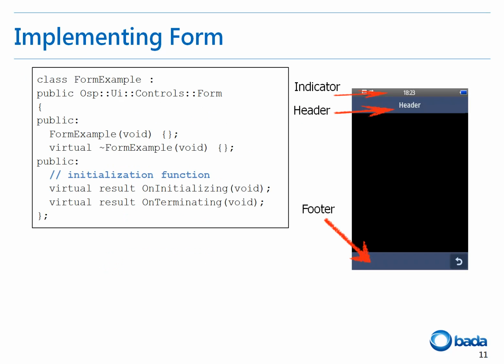Now, let's take a look at how to implement a form that has a header and footer. To create a form with a header and footer, we've created the form example class as a subclass of the form. The constructor and destructor of the form perform nothing. The function onInitializing will be overridden. The onInitializing function is the place to initialize all the other controls, such as the header and footer and any other control that's added to the form.